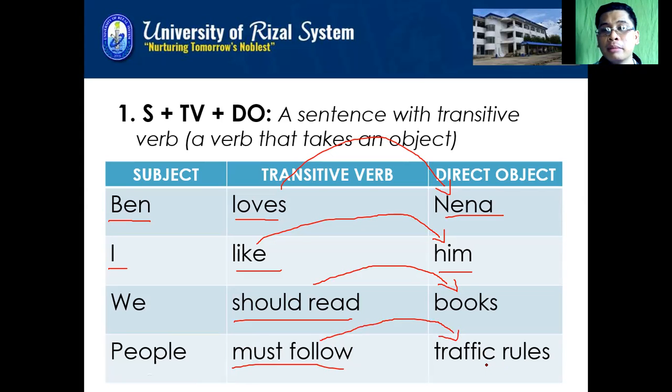So basically, by merely looking at the sentences, although they are composed of three parts, the subject, the transitive verb, and direct object, there's still a need for you to test whether a verb is transitive or not. Again, just like what I mentioned last meeting, you can formulate a question. Let's say, Ben loves who? I like who? We should read what? People must follow what? So, direct object is always answerable by the question who and what. Okay?